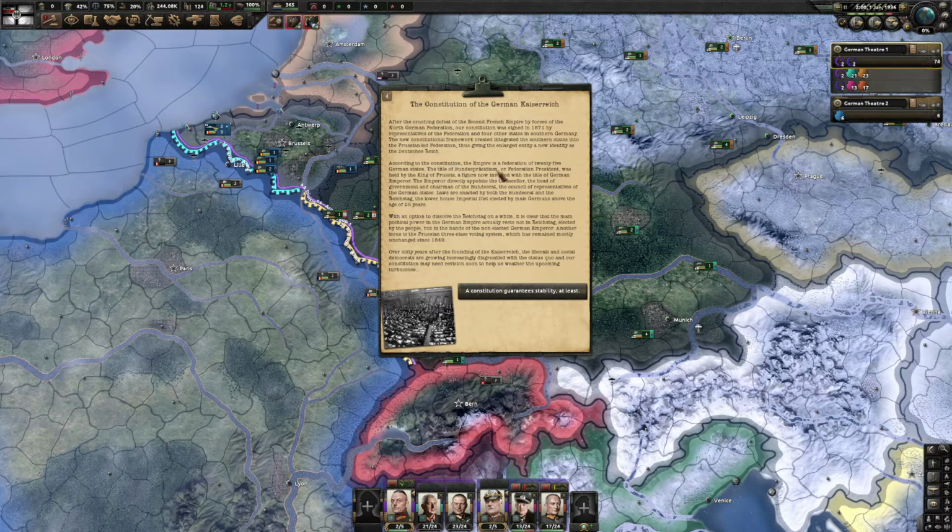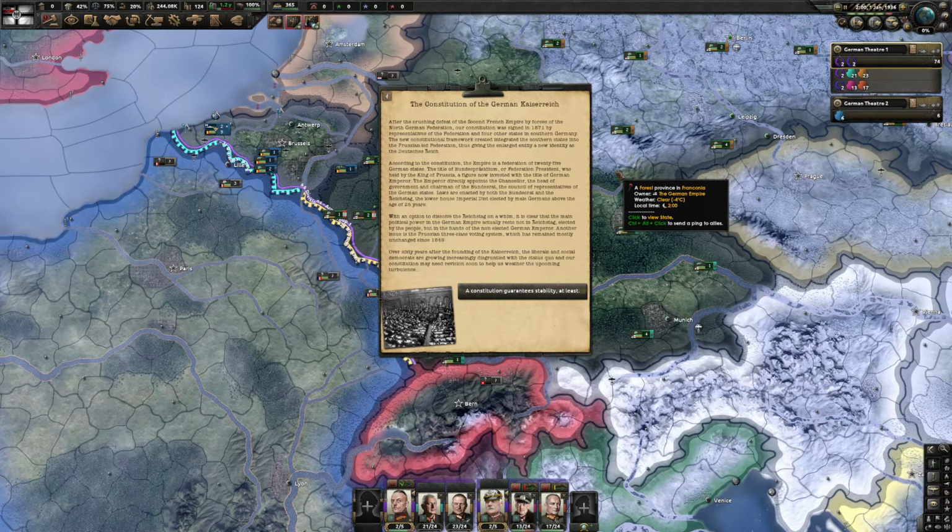According to the Constitution, the Empire is a federation of 25 German states. The title of Bundespräsidium, or Federation President, was held by the King of Prussia, a figure now invested with the title of German Emperor. The Emperor directly appoints the Chancellor, the head of government, and chairman of the Bundesrat, the Council of Representatives of the German states. Laws are enacted by both the Bundesrat and the Reichstag, the lower house, Imperial Diet, elected by male Germans above the age of 25 years.